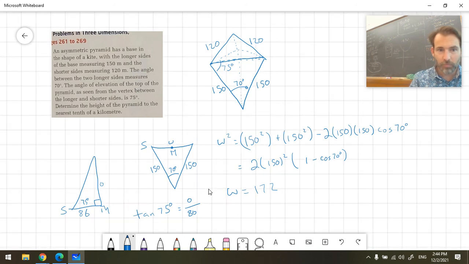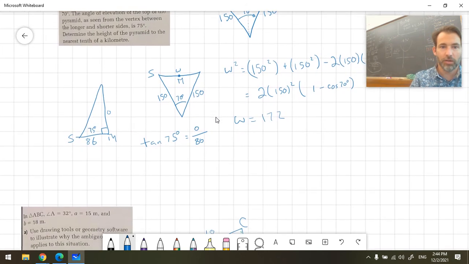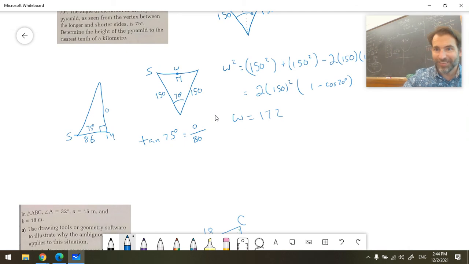Meters. To the nearest tenth of a kilometer, well, 300. We lose quite a lot of detail when we round to the nearest 100 meters. So O is the opposite, or I should have said H for height. Let's just use H, okay? H for height. Height is equal to 321. So H is approximately equal to, they would like 300. Therefore, the pyramid is 300 meters high.